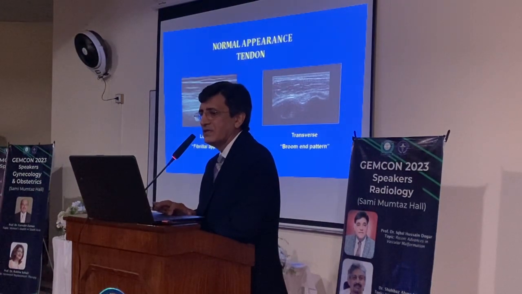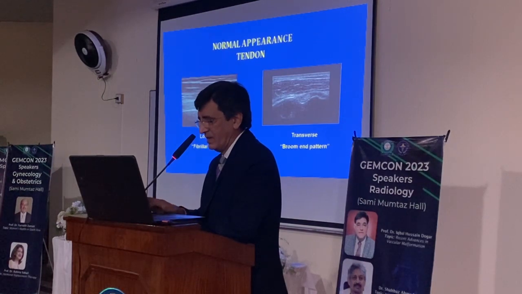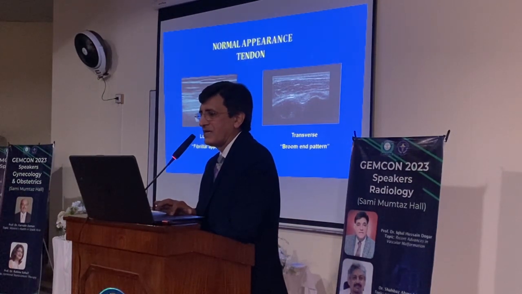These are examples. This is a tendon which is hyperechoic in appearance. Hyperechoic means relative to the muscle. We see the fibrillar pattern. This is a longitudinal section, this is the fibrillar appearance, and there is a transverse section with the rounded appearance. This is actually the biceps tendon.